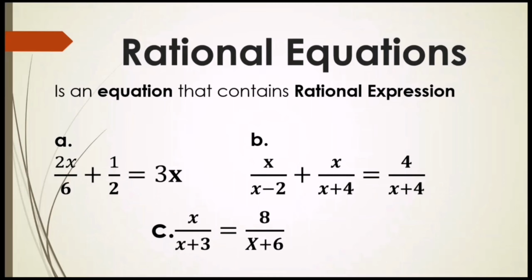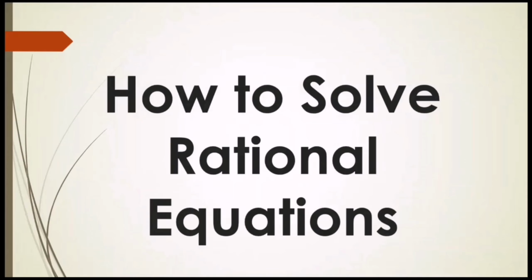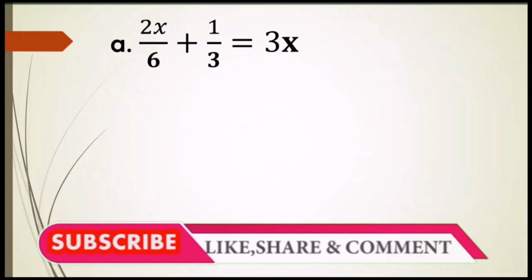Next example: x all over x plus 3 is equal to 8 all over x plus 6. That is again an example of a rational equation because it is an equation with rational expressions. Since we have an idea of what a rational equation is, let us try to solve one. But how are we gonna solve a rational equation? Let us first have an example.